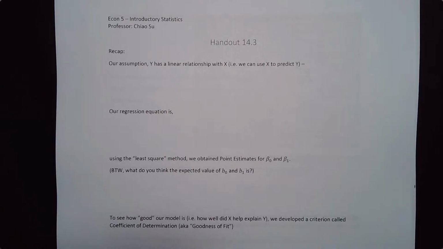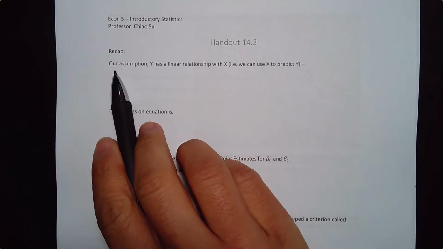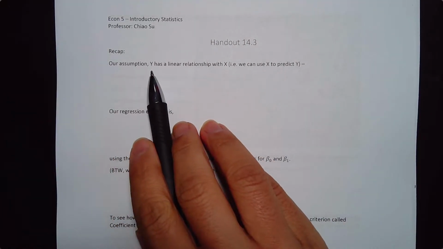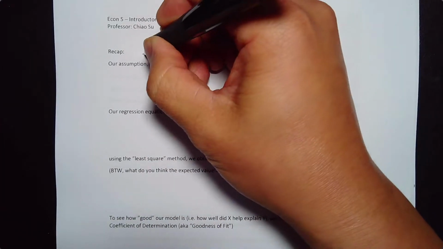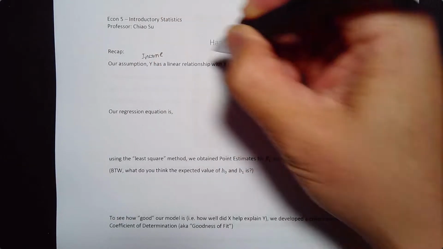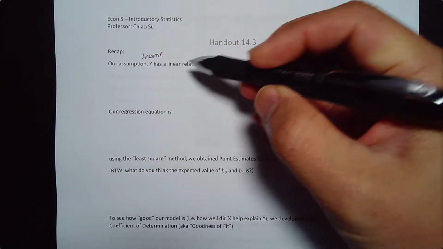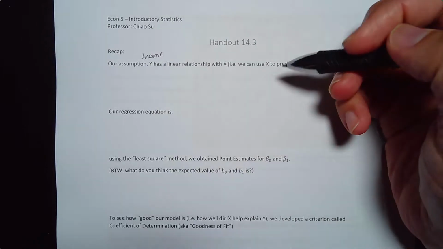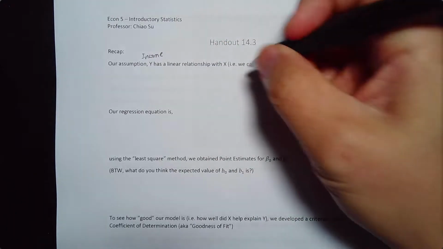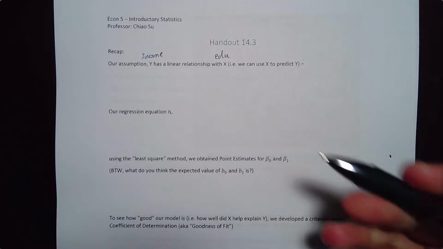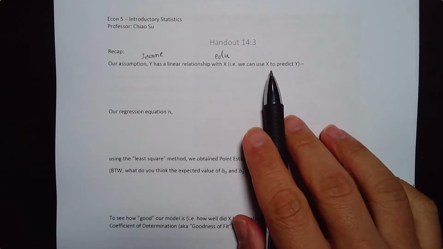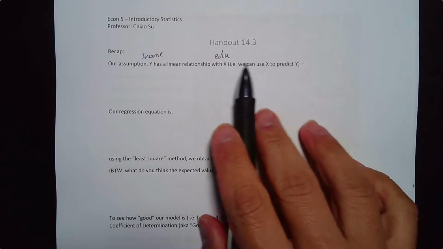Okay, let's do a quick recap before we continue forward. So, regression analysis, the basis of it is that we make an assumption. We assume that y has a linear relationship with x. So y could be, let's say, income, and x could be anything that we believe has a relationship with income, maybe education. And so the goal of this is to use x to predict y.